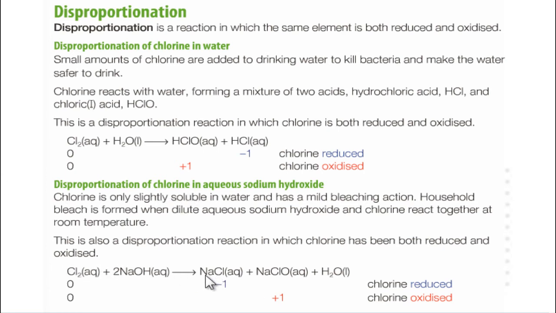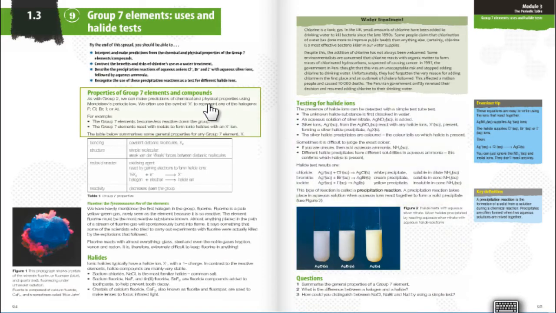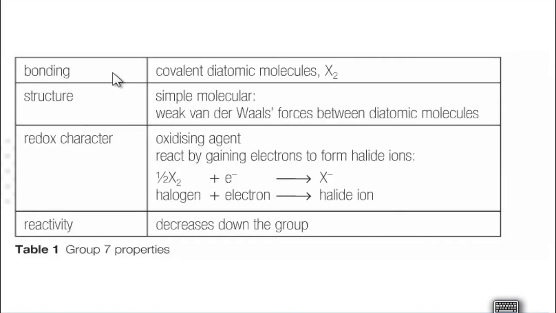Now, this can make sodium chloride and bleach, and then water. So chlorine is both reduced and oxidized. And finally, we move on to halogens' uses in halide tests.